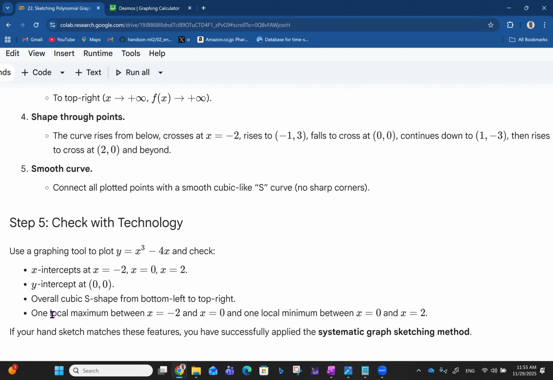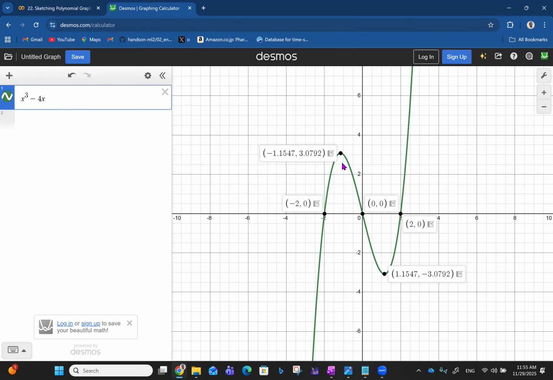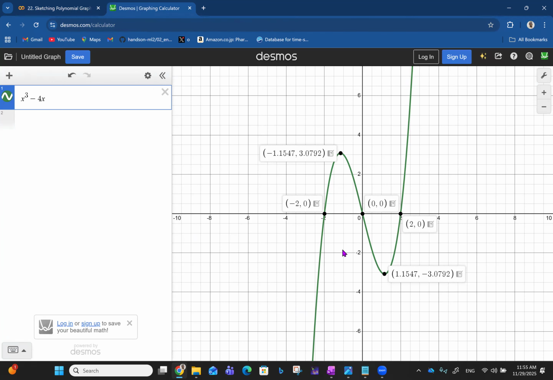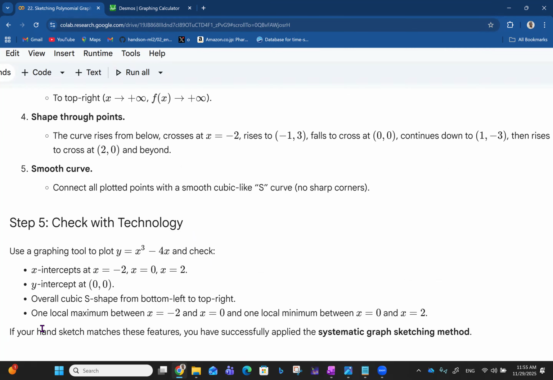I've taken care of one local maximum between x = -2 and x = 0 because there's a sign change there, right? So we have a local maximum right there. And then we have a local minimum between x = 0 and x = 2. That's this minimum point here. So if your hand sketch matches these features, you have successfully applied the systematic graph sketching method. And that's it right there.